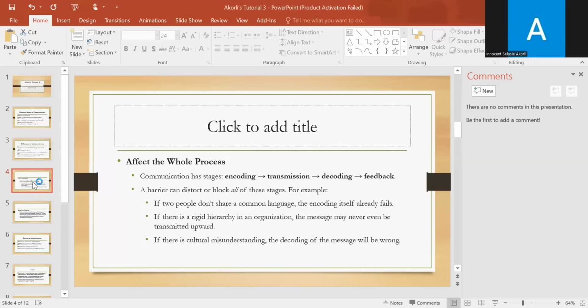Talking about noise and barrier to communication, a barrier can distort or block all of these stages. Communication has stages: encoding, transmission, decoding, feedback. A barrier can distort or block any of these stages. For example, if people don't share a common language, the encoding itself already fails. To say that you want to initiate a conversation fails already.